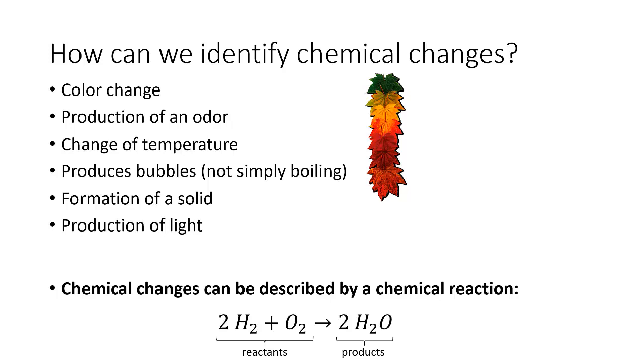Now look at the bottom. See how it says chemical changes can be described by a chemical reaction? So we'll get into this more in other chapters, but basically you have the reactants on one side of the arrow and the products on the other. So notice how in this case you've got H2 and O2. That's hydrogen gas and oxygen gas. If you combine those together, you create water.